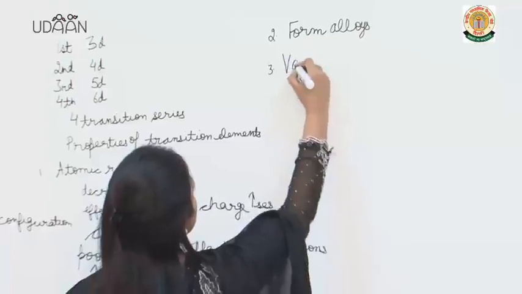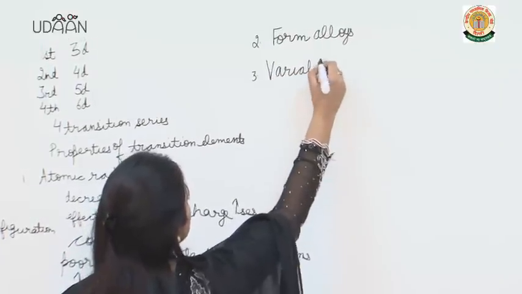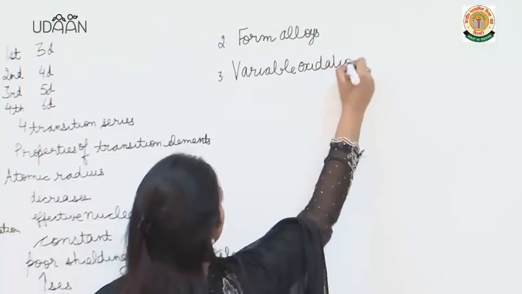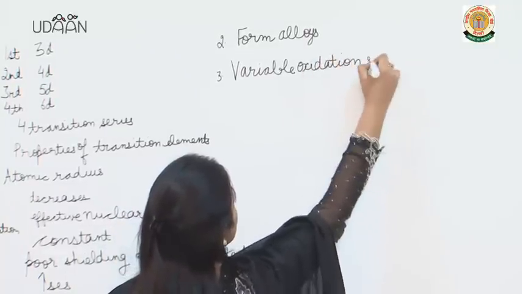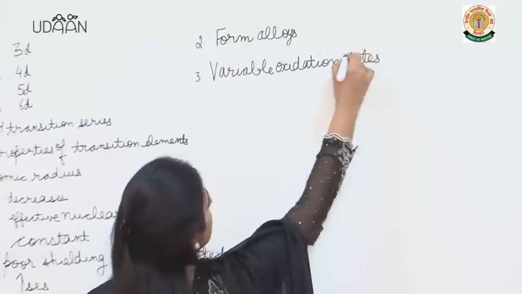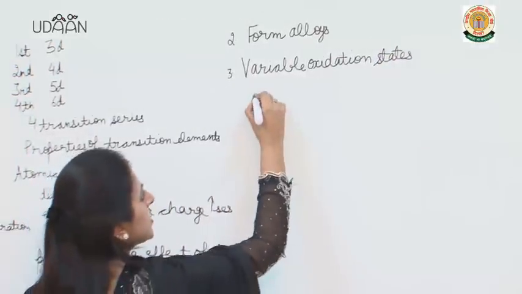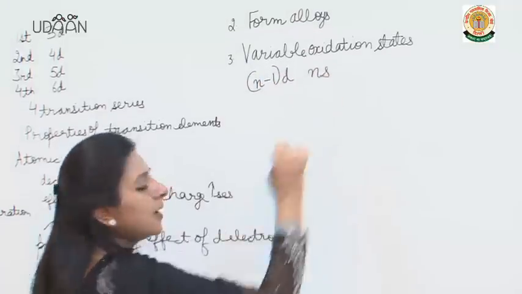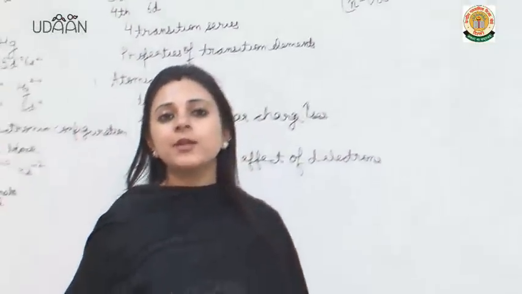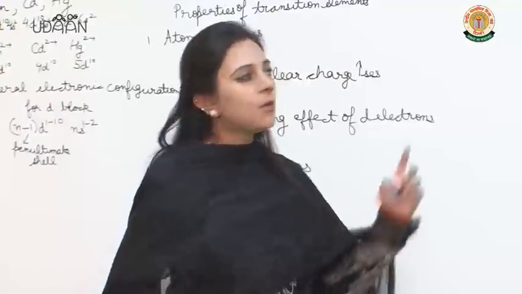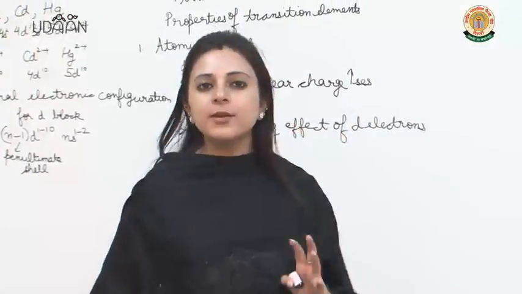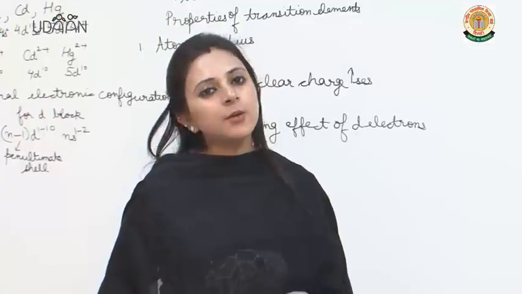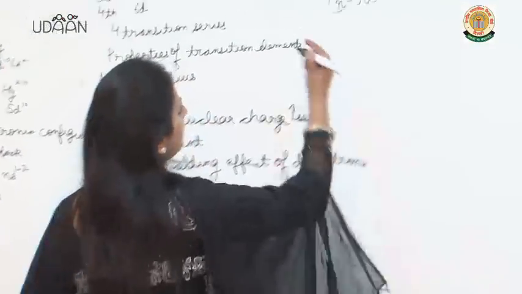Now what is the third property? Third property is that they can show variable oxidation states. Now why do you think they can show variable oxidation states? Because in transition elements the energy gap between (n-1)d and ns orbital is very small. So electrons from both these orbitals can participate in bonding and therefore they can show variable oxidation states.